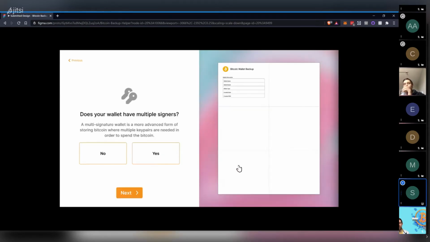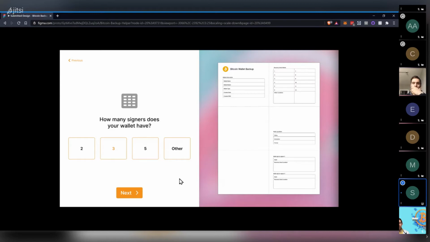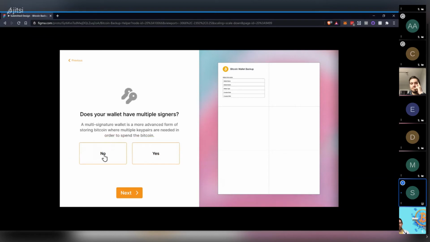And as we proceed through it, the first thing we do is we ask the user, does your wallet have multiple signers? Because if they are using a multi-sig wallet, that's going to drastically affect how complicated their backup is. They might need multiple sheets that go to multiple different people. So we ask them that question right at the outset to figure out how many they need. I'm going to backtrack here, and I'm going to say, no, we don't have multiple signers.